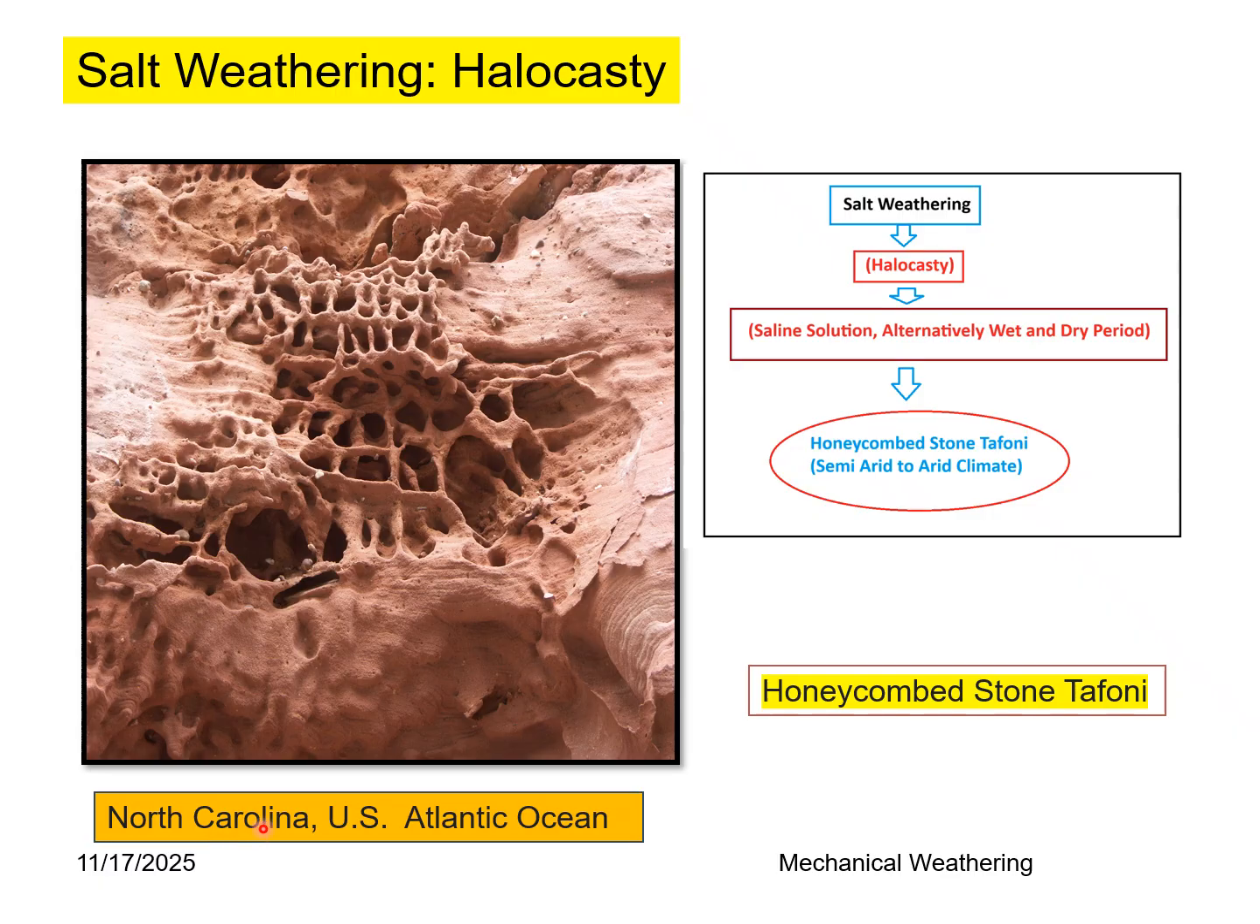And honeycomb, stone tafoni, that is also called a hat rock. It's a photograph from Carolina of USA on the Atlantic coast, a common example of that. This feature is typically developed in porous granular rock, even in sandstone and granite, even in sandy limestone. And tafoni is very common in the coastal zone.